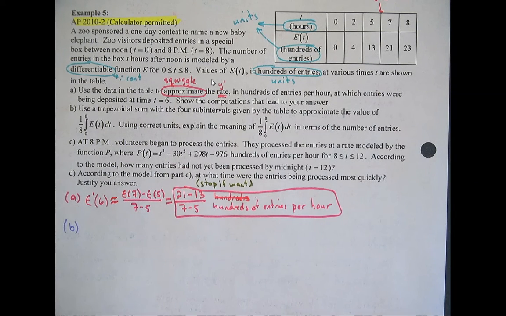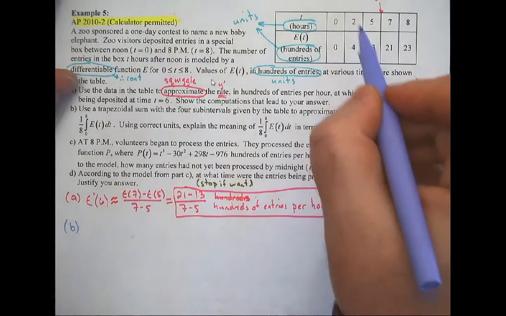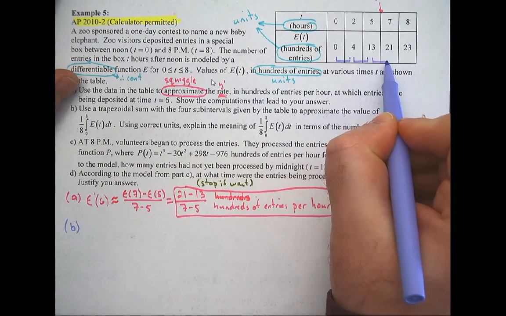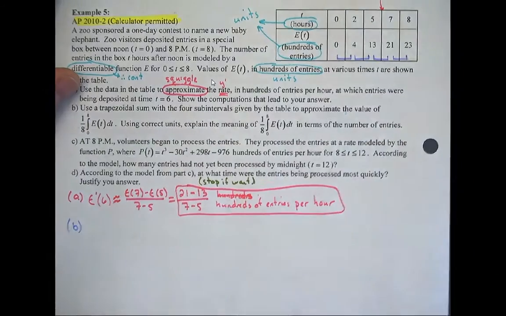Part B, use a trapezoid sum rule. Hey, a Riemann sum. 4 subintervals. Let's make sure that fits with our table. Do we have 4? So here's 1, there's 2, there's 3, there's 4. Yep, that's good to go.